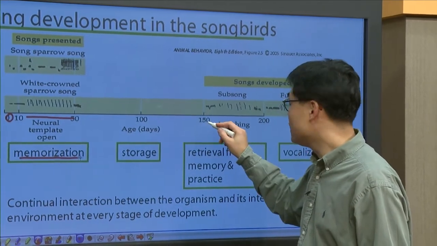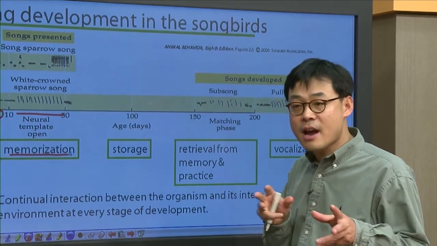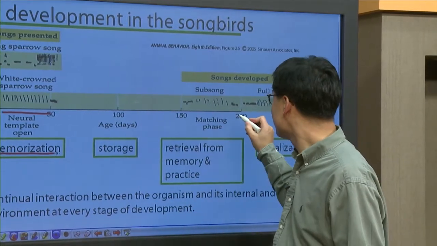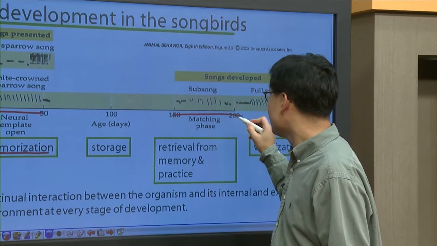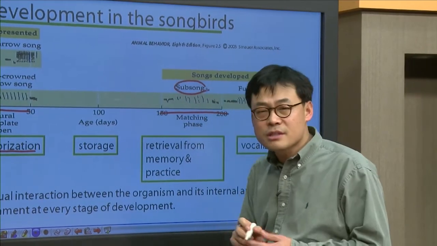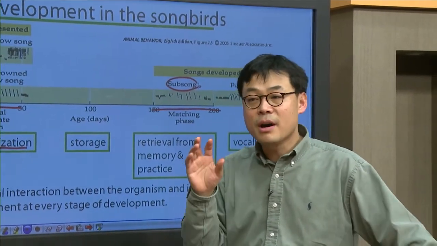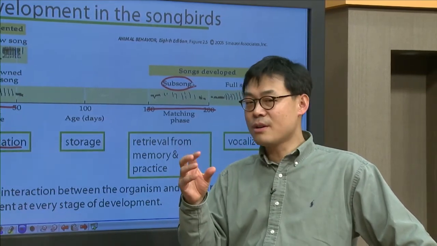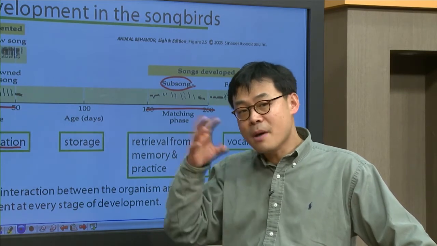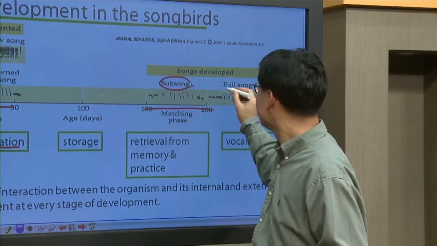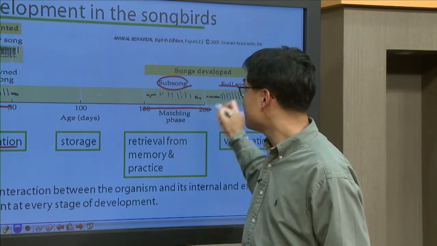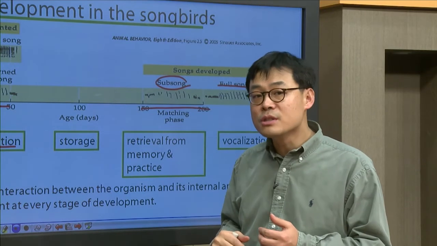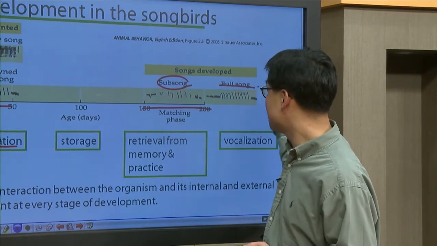But 150 days, that's the time when you become adults, to 200, they sing, but it's a sub-song. What's a sub-song is that it's the song, but it's not a complete song. The song is kind of awkward. It's not their own species-specific song. You have to modify it into the complete full song. So you need some period where you practice your own song to perfection.